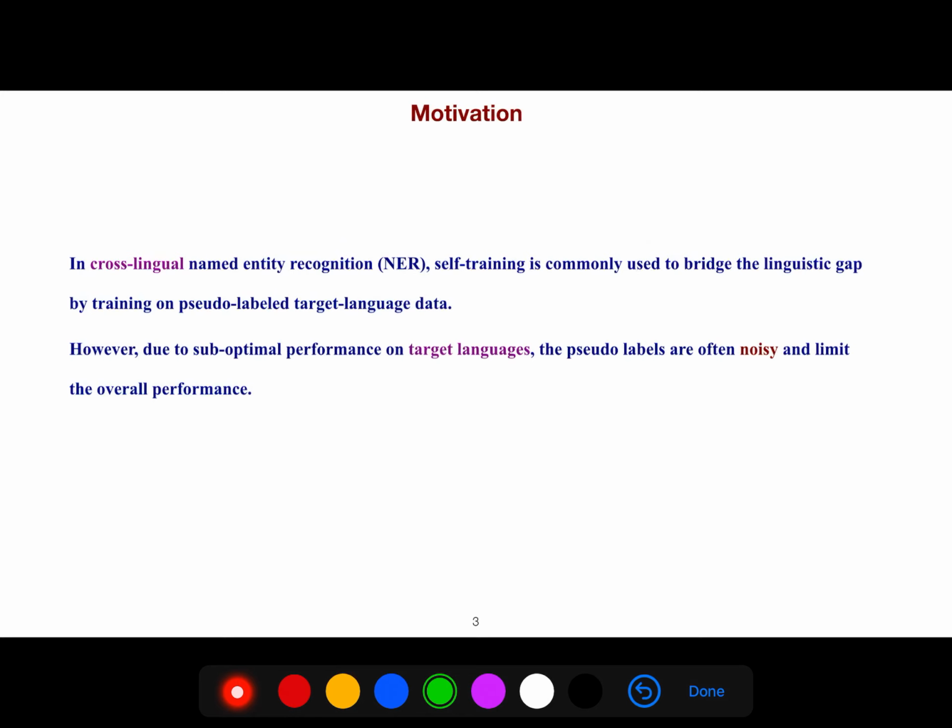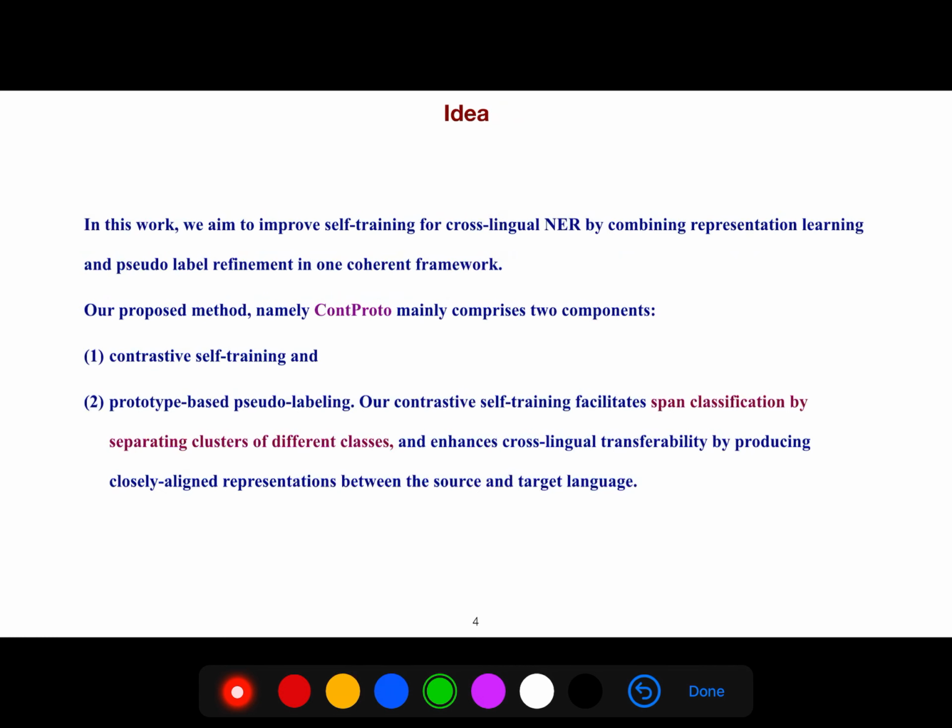In cross-lingual named entity recognition, self-training is commonly used to bridge the linguistic gap by training on pseudo-labeled target language data. However, due to suboptimal performance on target languages, the pseudo-labels are often noisy and limit the overall performance. So in this work, they aim to improve self-training for cross-lingual NER by combining representation learning and pseudo-label refinement in one coherent framework. Their proposed method, namely ContProto, mainly comprises two components.